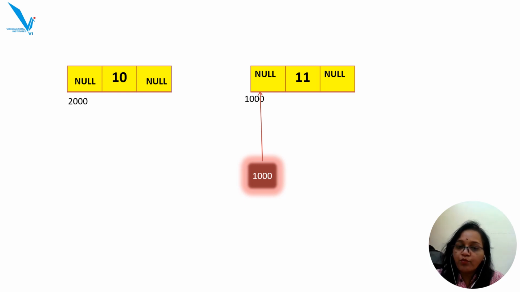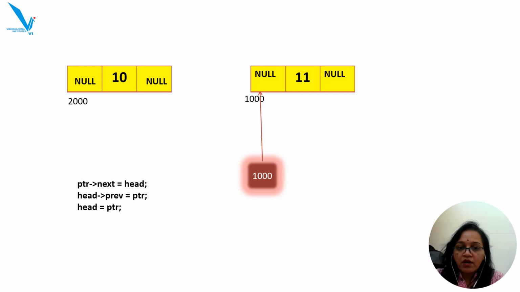What is the name of the new node? Pointer. This is my new node, and I want this new node to be inserted at first position. Right now this 11 is at first position. I want this new node pointer to be at the first position. Now the address of our previous node is 1000, and the address of the newly created node is 2000.